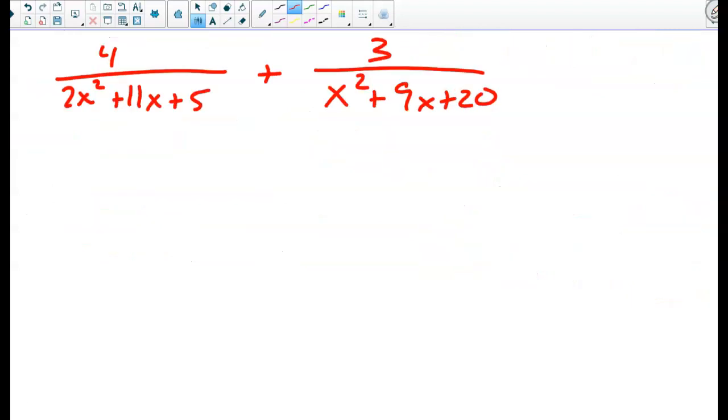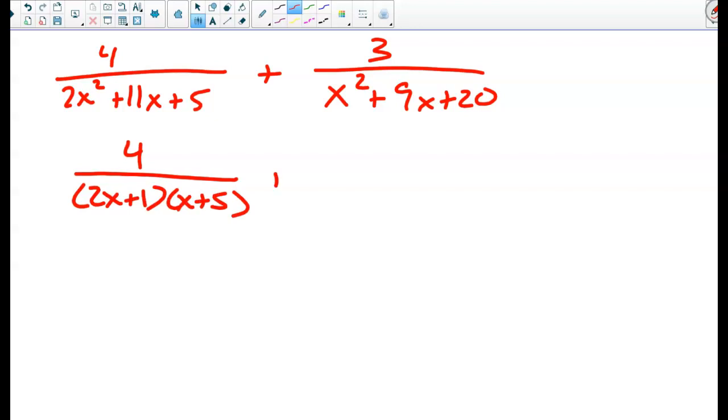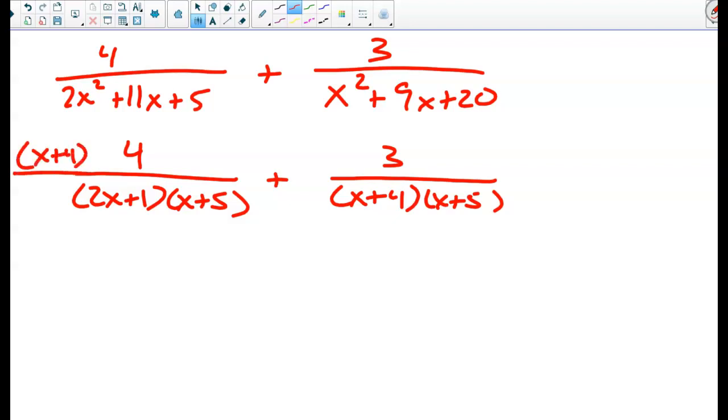Any questions with that? So whenever we have trinomials in the fractions, here's what I want to do. I want to factor the bottom. Now, this is where we can legally cheat here a little bit too. If I factor these, I get 2x plus 1 times x plus 5, and I get x plus 4 times x plus 5. What's common in both denominators? X plus 5. So what I have to do is take what's not common in both denominators and force it in.